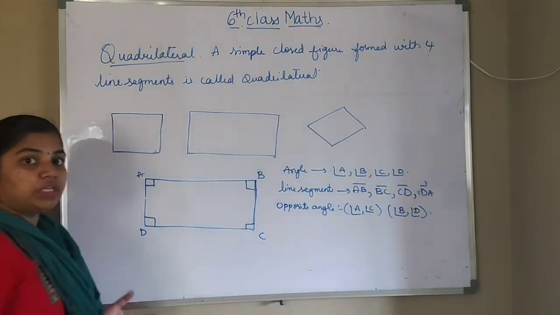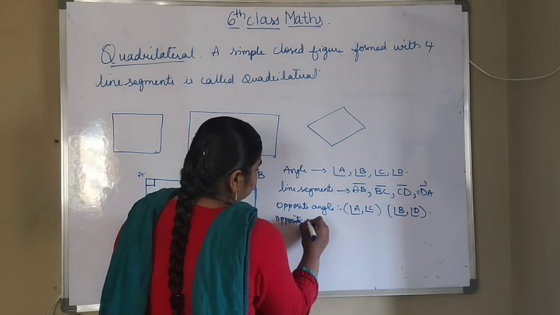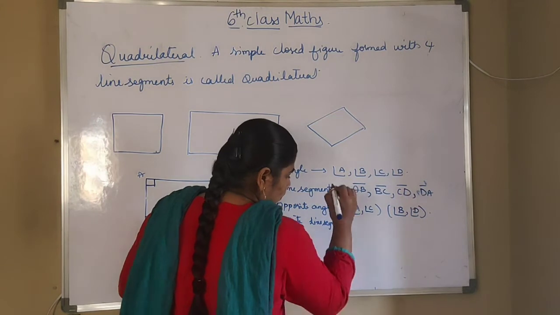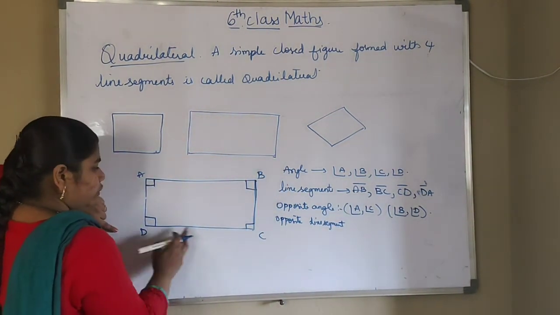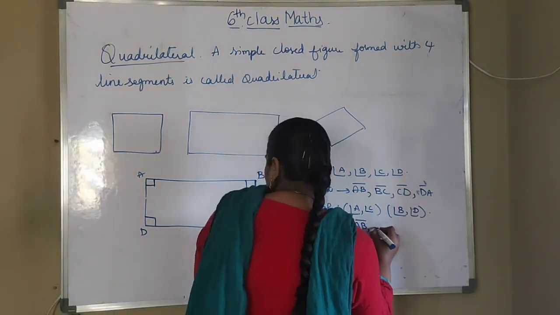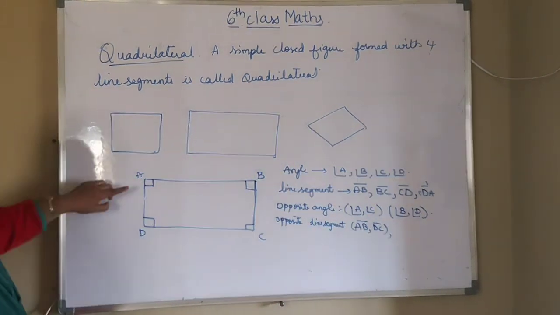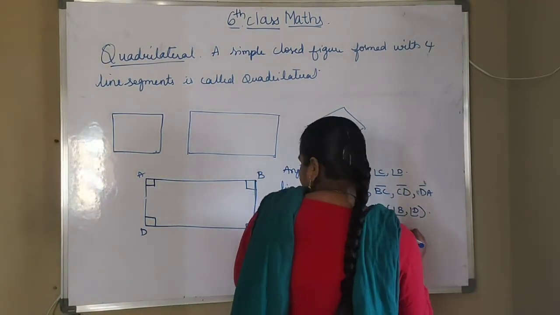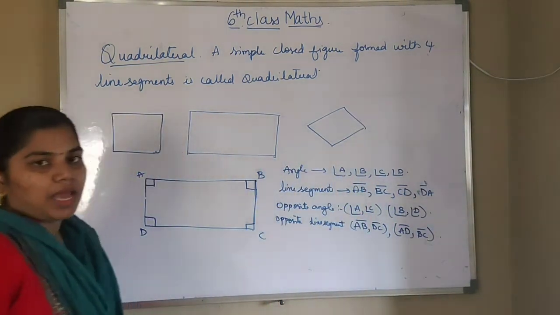In the same way, what are the opposite line segments now? AB line segment is opposite to DC line segment. We can write AB line segment is opposite to DC line segment, and also we can write AD line segment is opposite to BC line segment. So these are the opposite line segments.